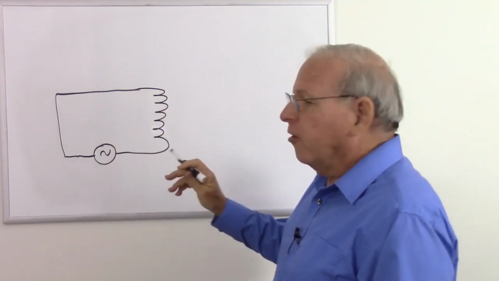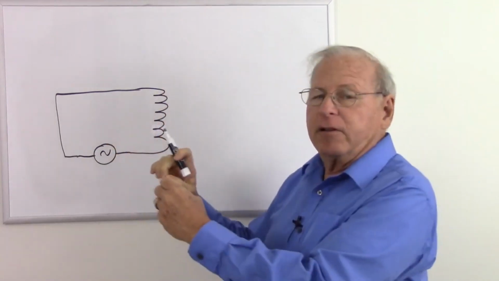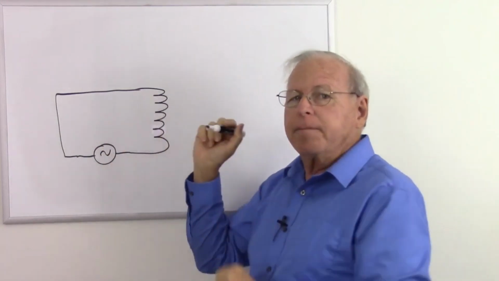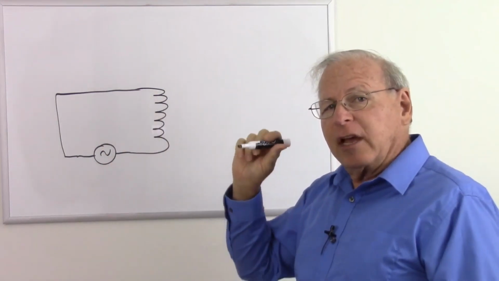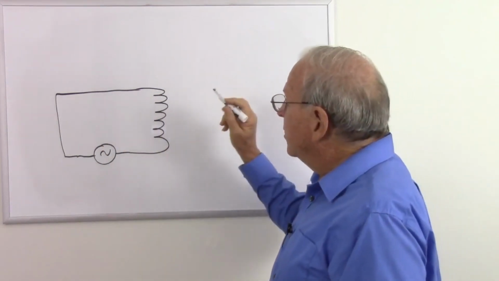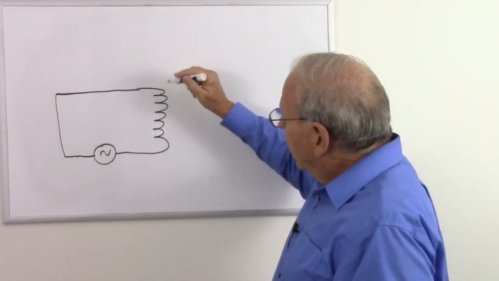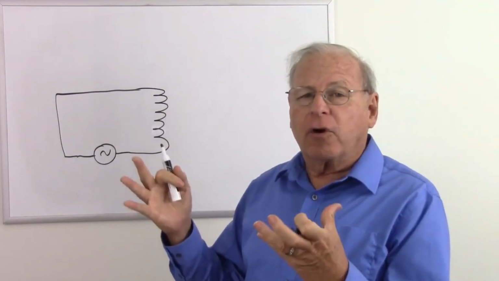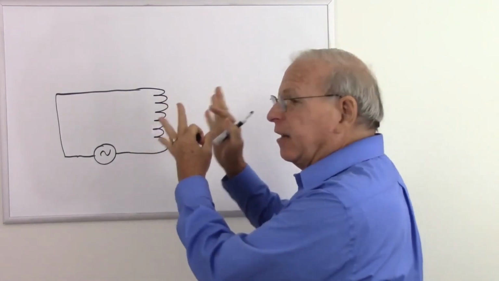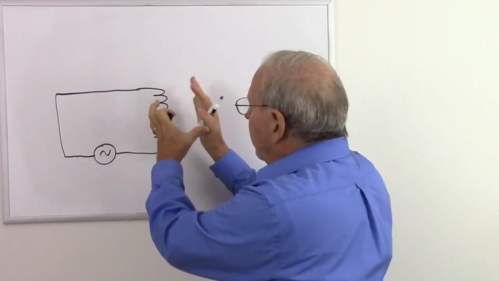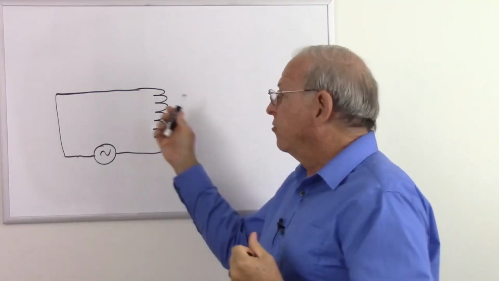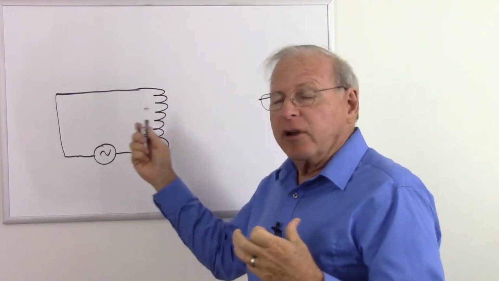So we have a changing current, therefore we have a changing magnetic field. The magnetic field is getting stronger and weaker, reversing polarity, getting stronger and weaker. What we're going to do is take a look at a particular moment in time. As the magnetic field gets stronger or weaker, there is an electric field around this coil that tends to want to make any electrons around it go in a circular path.